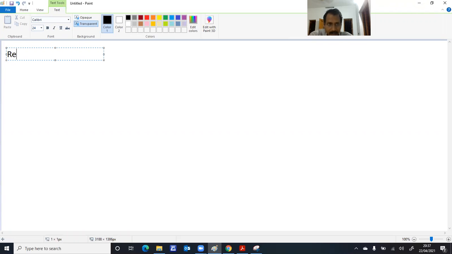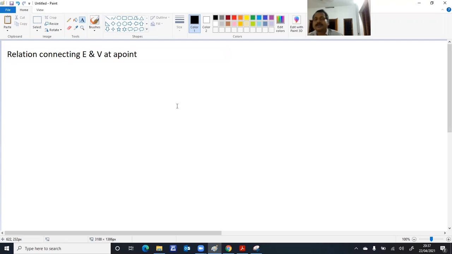One, we have a relation connecting the electric field intensity and potential. Okay, fine. We learned E differently, V differently. Now there's a connection between the two. We're trying to establish the connection between E and V.